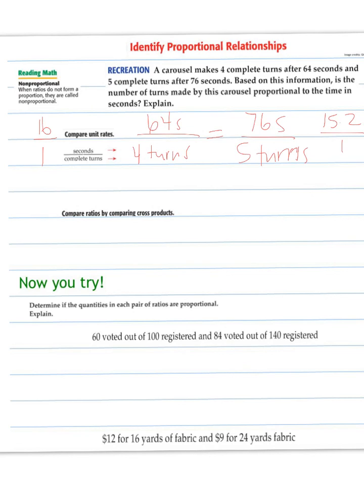Another way to do this is to find the cross products. So we multiply the diagonals together. 64 times 5 and 76 times 4. 64 times 5 is 320 and 76 times 4 is 304. Therefore, these two are not equivalent. Therefore, our proportions are not equivalent.